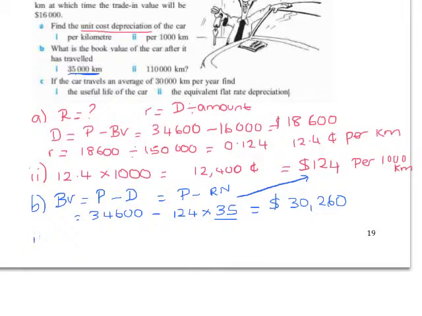In part 2, we do a similar thing. The book value is the purchase price, 34,600, minus the depreciation per 1,000 kilometres, which is 124, and we're going for 110,000 kilometres, so times that by 110, and that gives us $20,960. That's its book value after it's travelled 110,000.